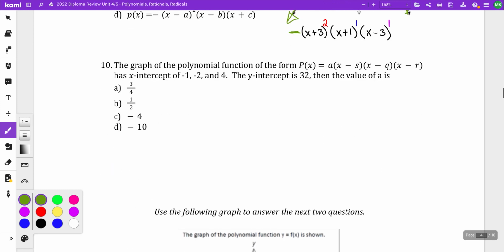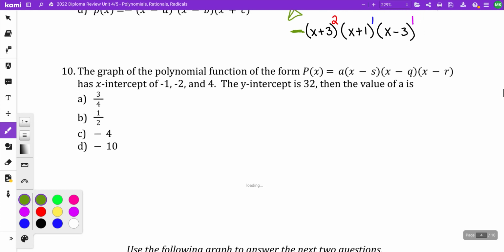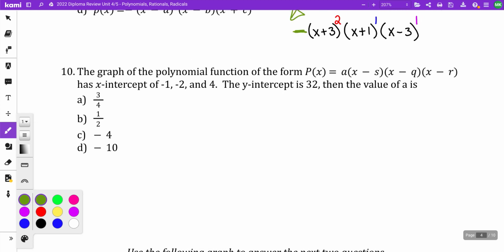Cool. 10. The graph of a polynomial function of the form a times x minus p, x minus q, x minus r has x-intercepts of -1, -2, and 4. The y-intercept is 32. The value of a is. Finding your a value. This is something that we've been doing for 2 years. We had to do it in 20-1 as well.